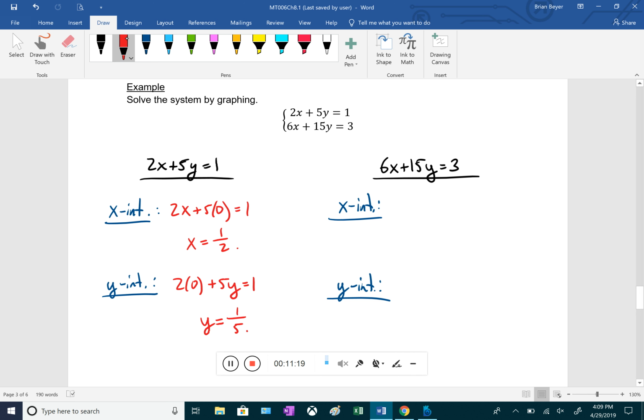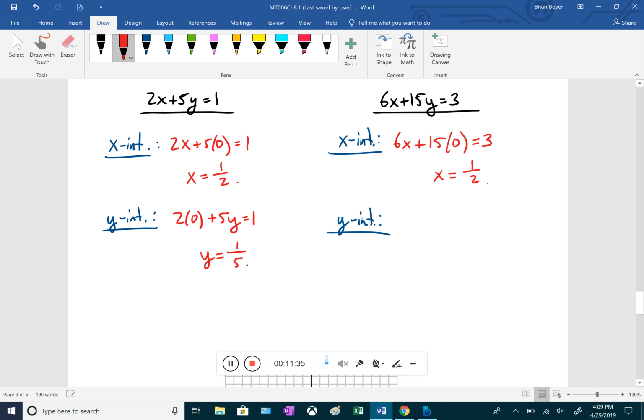Finding the x-intercept, so we plug in a 0 into y. And we get 6x equals 3. Divide both sides by 6. We get x equals 3 over 6, which is 1/2. And then y-intercept, we plug in a 0 into x. And we solve this for y. That'll simplify to 15y equals 3. Divide both sides by 15. We get y equals 3 over 15, which simplifies to 1 over 5.